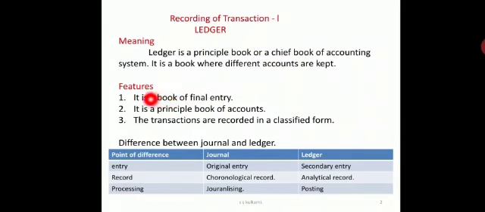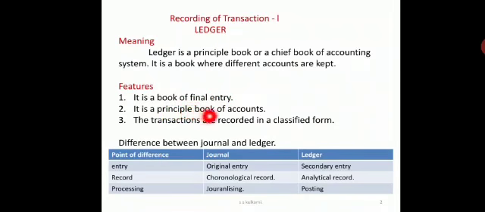Now we will see the features. The first feature: it is a book of final entry. Why is it a final entry? Because when I get the whole information at a particular place, I will see what the balance is. Based on these ledgers, I will be able to prepare my financial statements with the help of the trial balance. After the trial balance and financial statements, again we start with the journal. That's why it is a book of final entry.